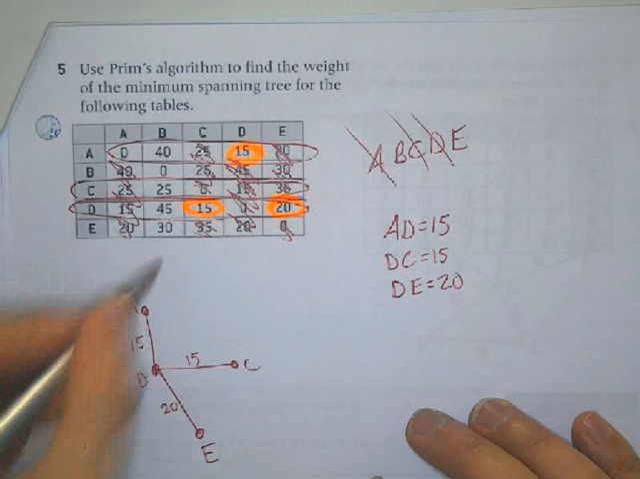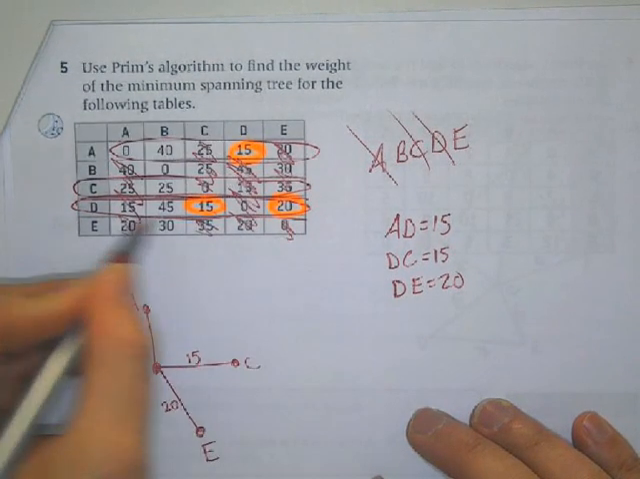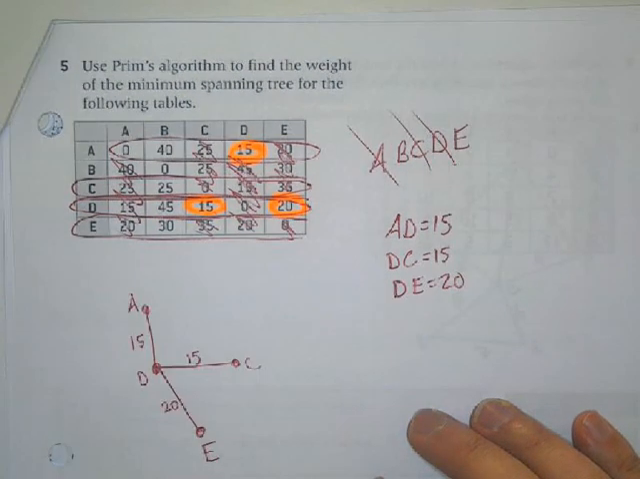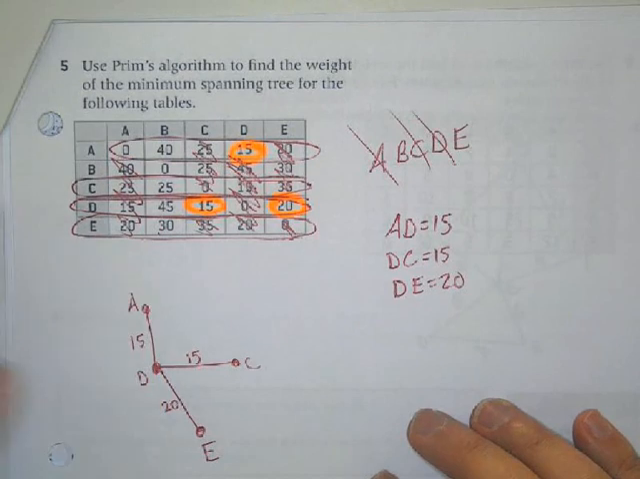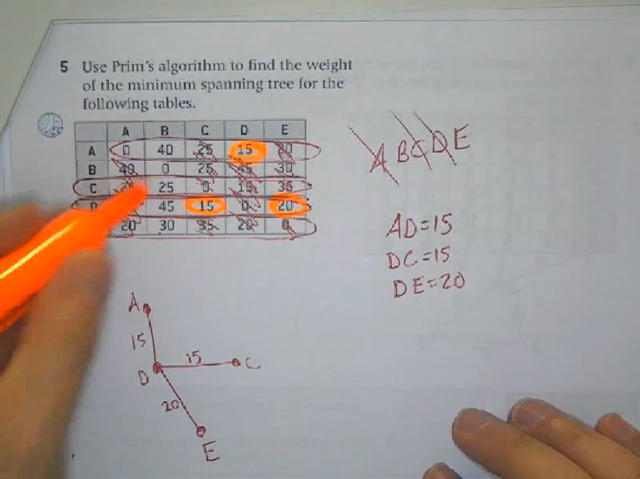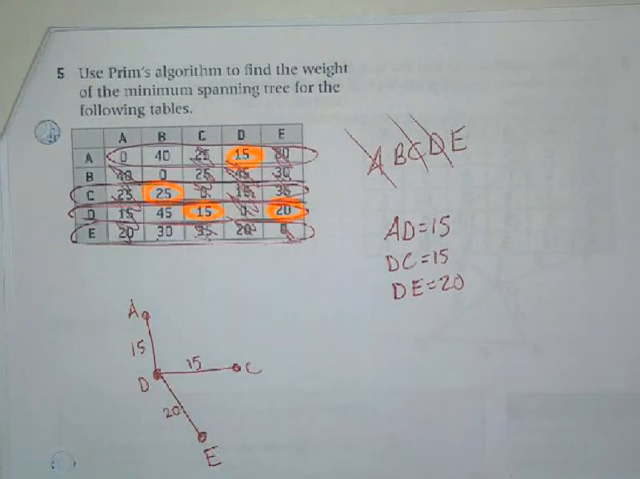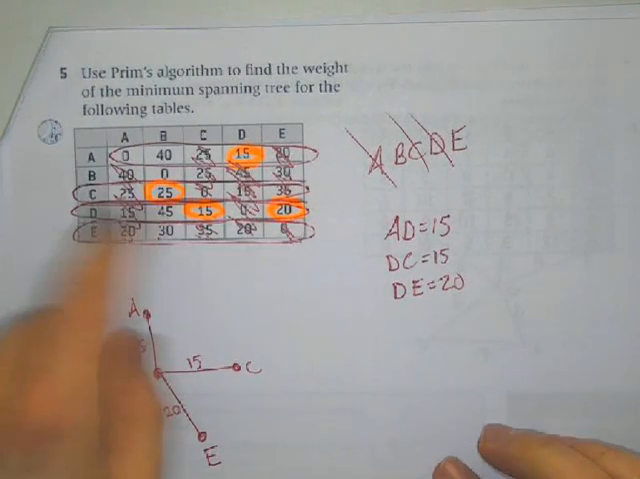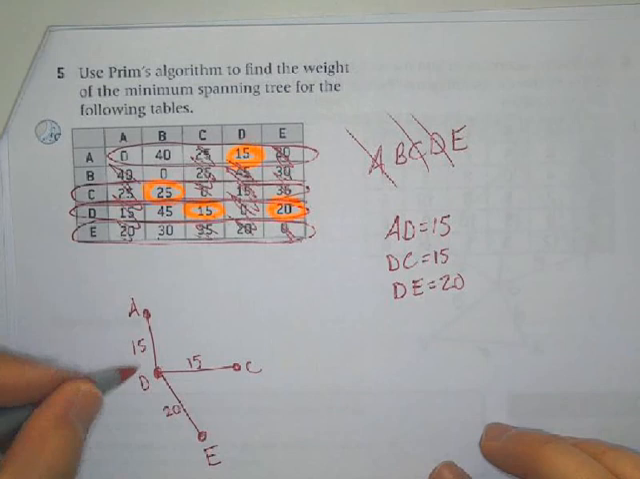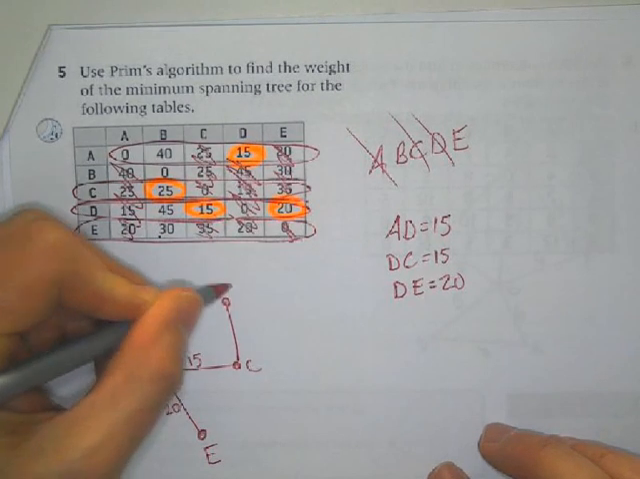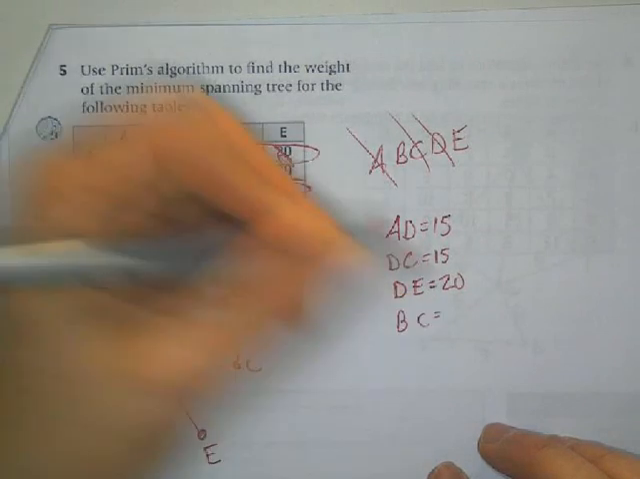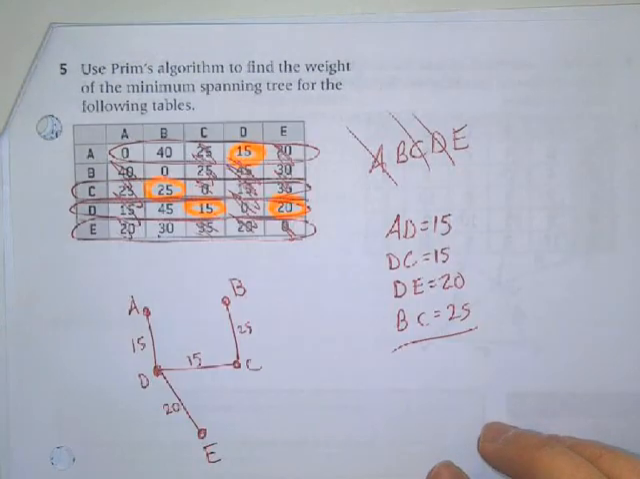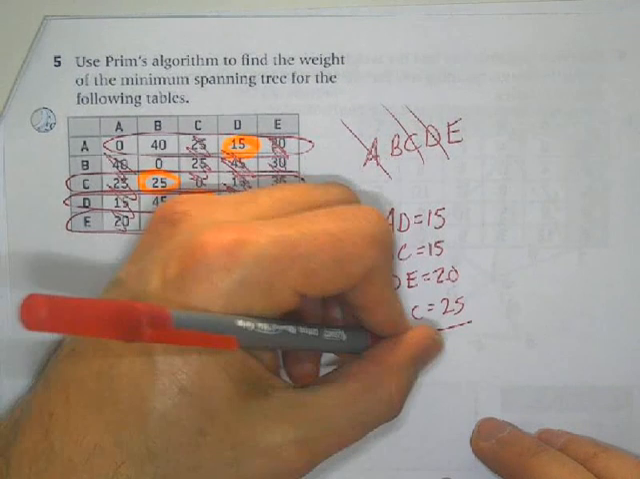And now I can look at row E now. So we've got 40, 25, 45, and 30. So the smallest one is 25. And that connects B and C together. So there's B, and that's 25. B to C is 25. And now I can add those total, and the total is 75.